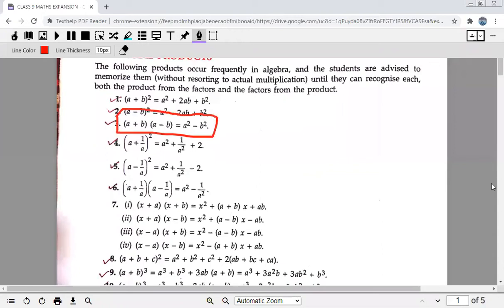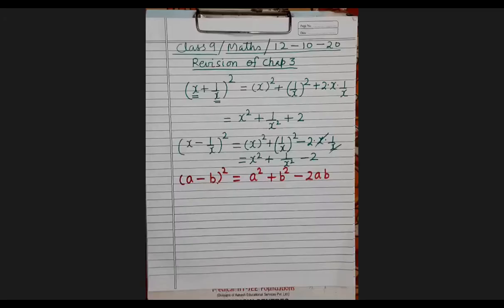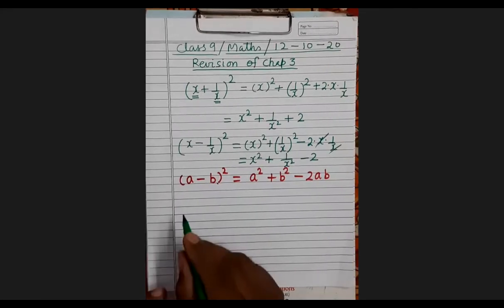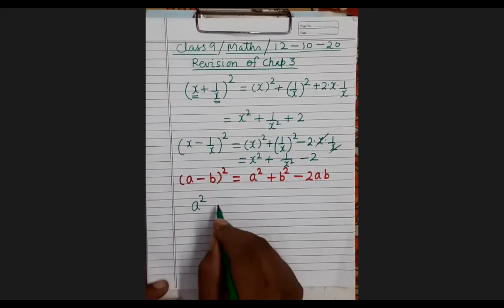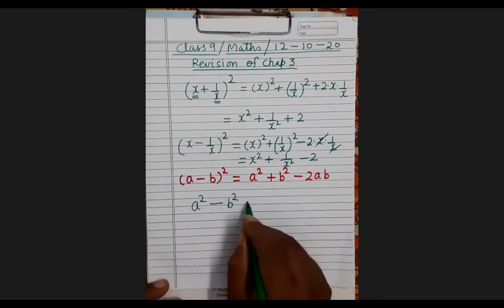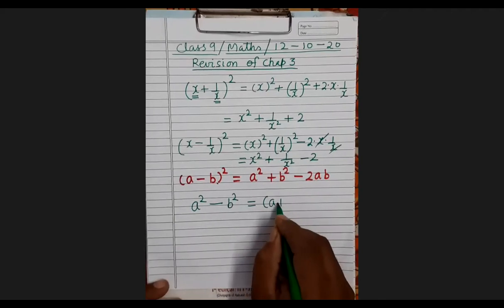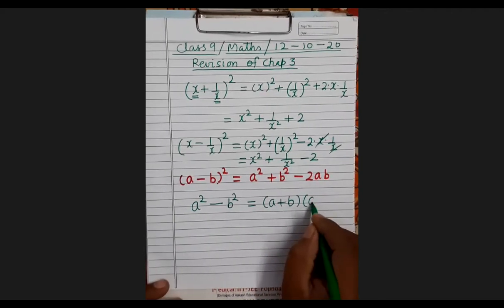You have a square minus b square. This is equal to, in one bracket, a plus b, in the other bracket, a minus b. a square minus b square equals (a plus b)(a minus b). You can see here, this is the formula. If there are two perfect squares, a square minus b square equals (a plus b)(a minus b).